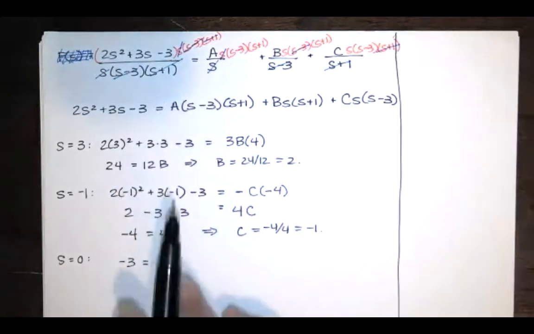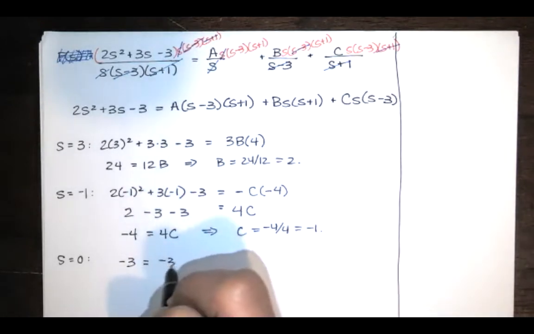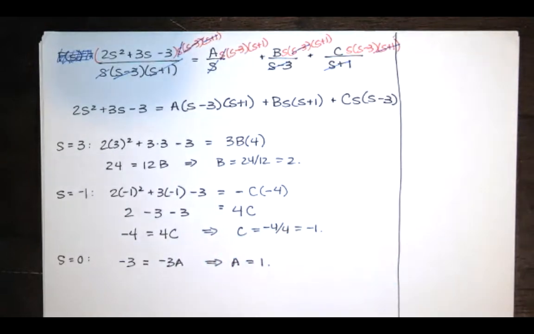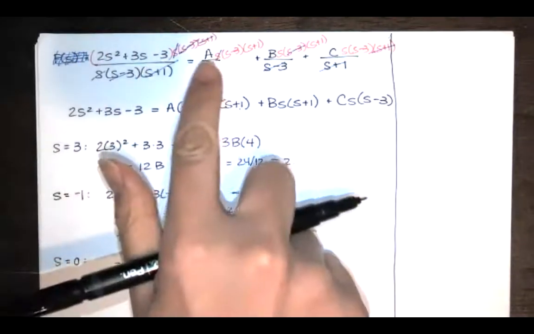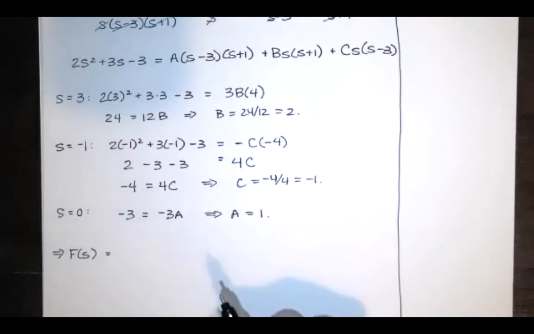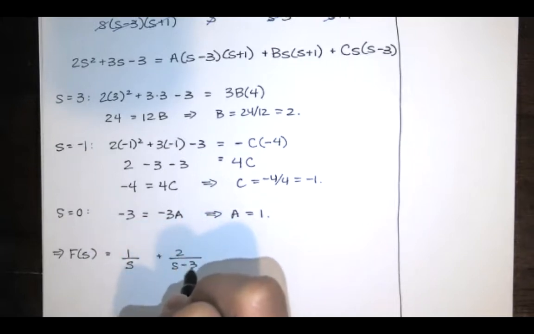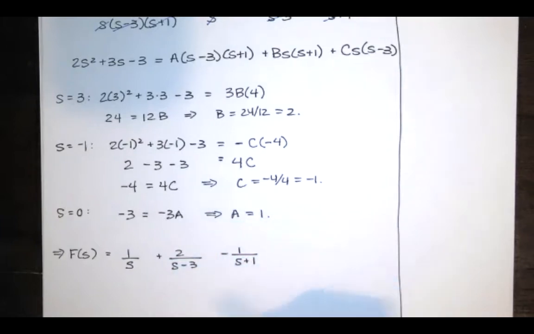So this is 0 and this is 0. The only part that's not 0 is this. So we have a times -3 times 1. So that's -3a equals -3. So a is equal to 1, or -3 divided by -3. So our f of s, which was this, can be rewritten in this way. A is 1, B is 2, and C is -1. And if you want to, you can even go further. You can factor out that 2.